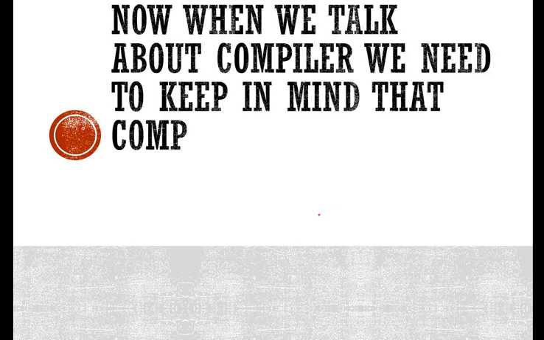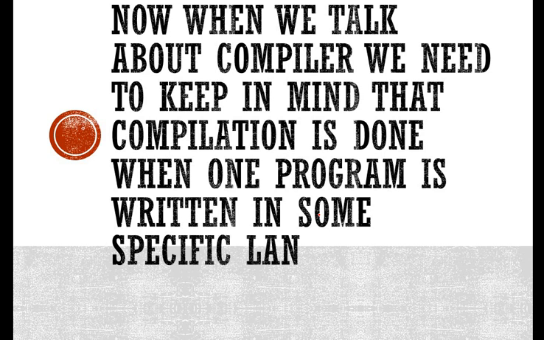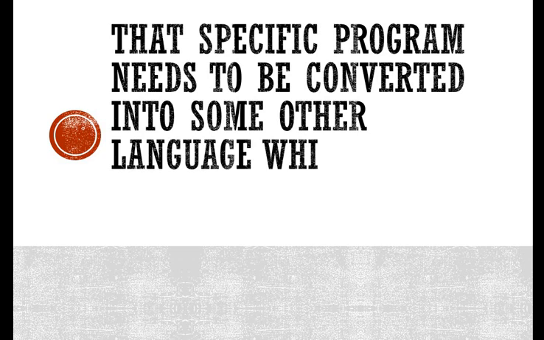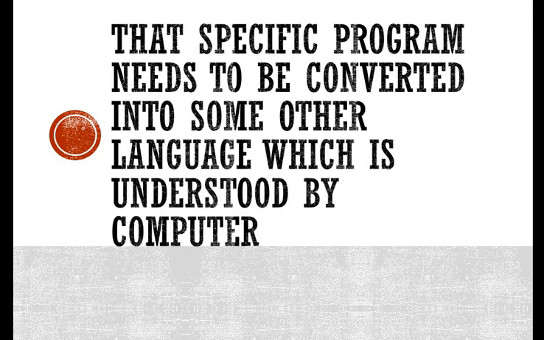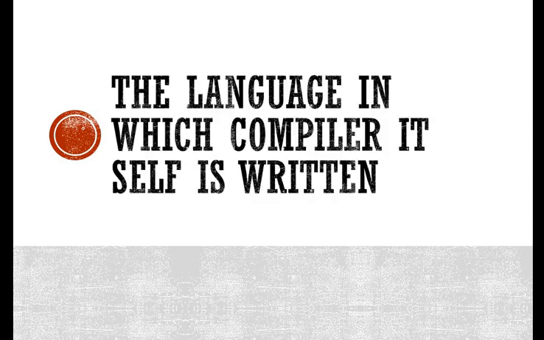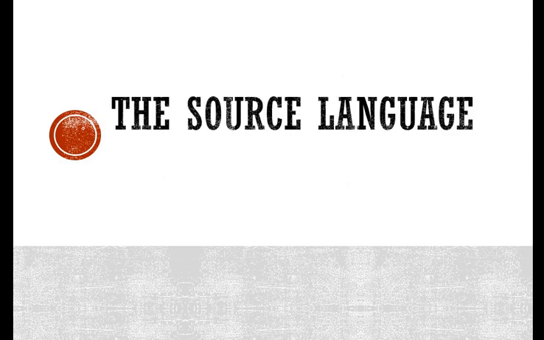Now we will talk about the compiler. When we talk about compiler, we need to keep in mind that compilation is done when one program is written in some specific language. That specific program needs to be converted into some other language which is understood by the computer. So it means basically the compiler is dealing with languages, and that is why the language in which the compiler itself is written matters. That is why we understand here that compiler is related to languages, and we studied that in our previous lecture.